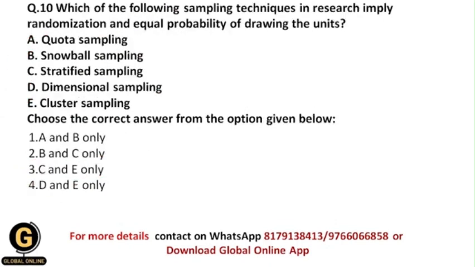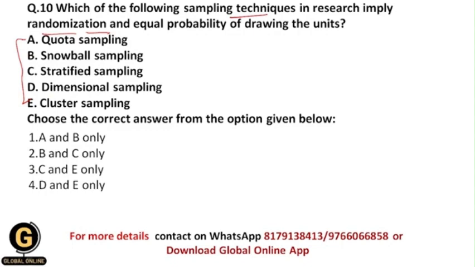Okay, next is which of the following sampling techniques in research imply randomization and equal probability of drawing the units. So here they have asked you which is the sampling technique which has equal probability of getting selected for all the participants. So basically all the participants have the equal probability to get selected in the study. So basically here we use the randomization formula to select the different participants for the study.